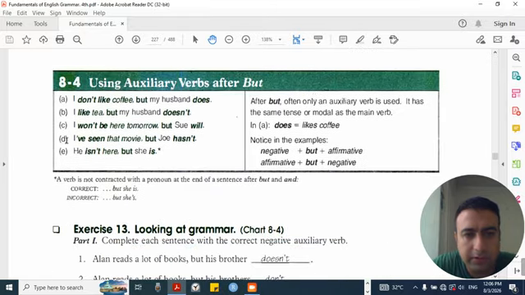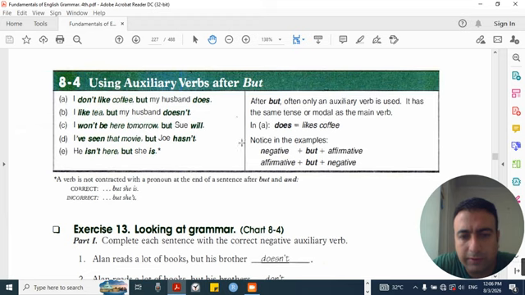8.4. Using auxiliary verbs after but. A. I don't like coffee, but my husband does. B. I like tea, but my husband doesn't. C. I won't be here tomorrow, but Sue will. D. I've seen that movie, but Joe hasn't. E. He isn't here, but she is. After but, often only an auxiliary verb is used. It has the same tense or modal as the main verb. In A, does likes coffee.